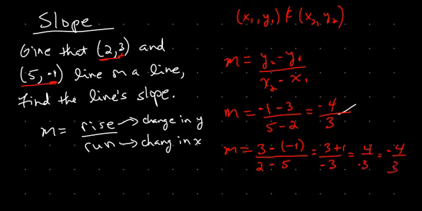So my point here is it doesn't matter which one you call y2 or x2, they have to match up. If I call the 3 my y2, then I have to call my 2 the x2. Or if I call -1 y2, I have to call my 5 x2. Okay? And that's going to conclude this introduction to slope.